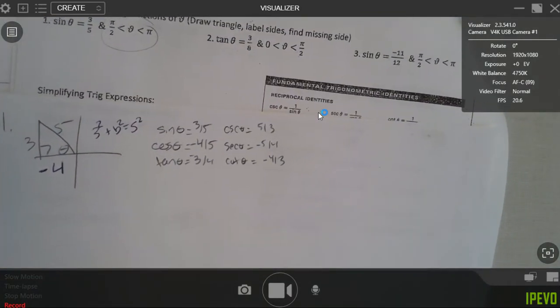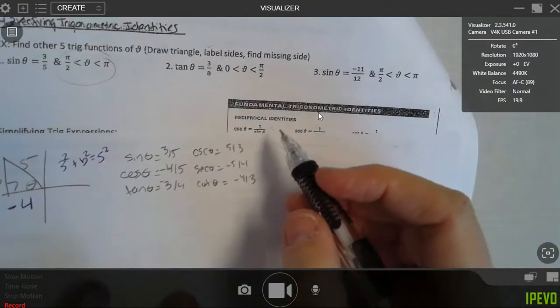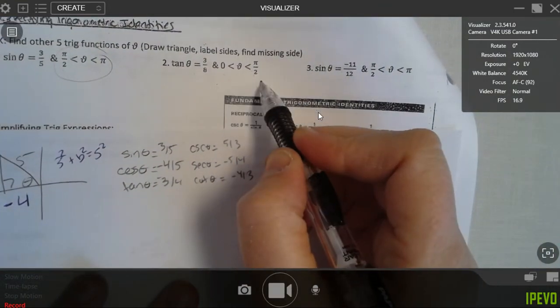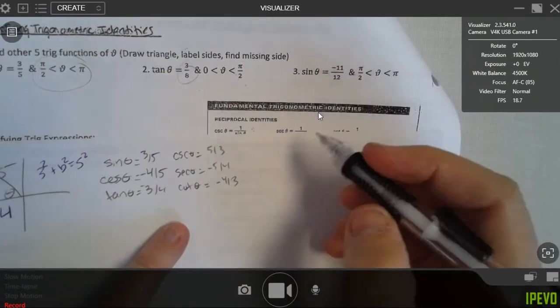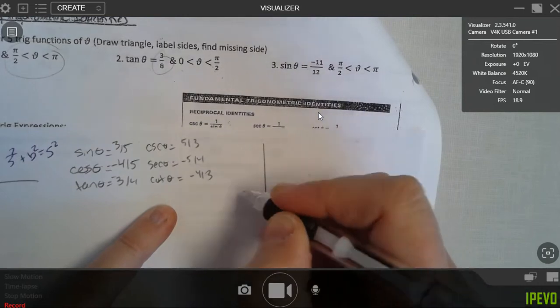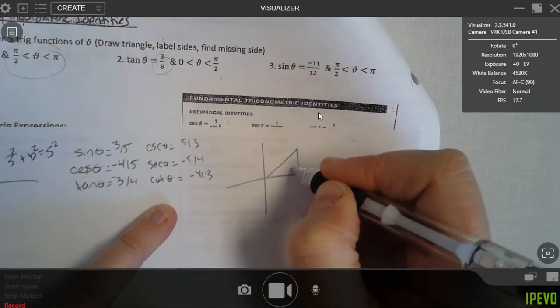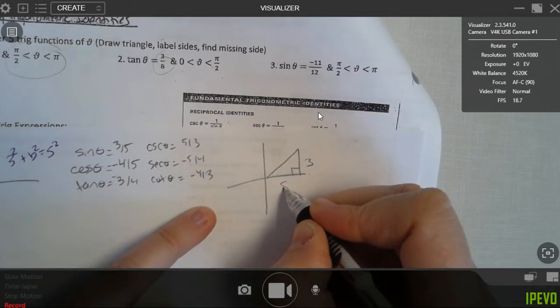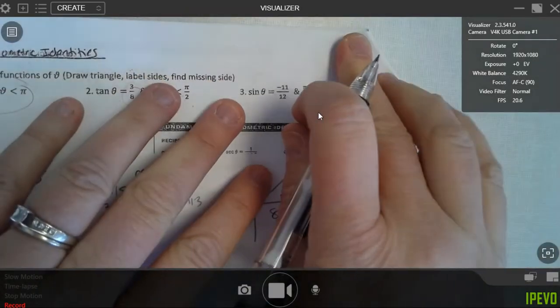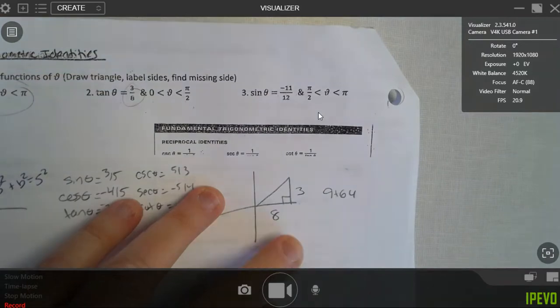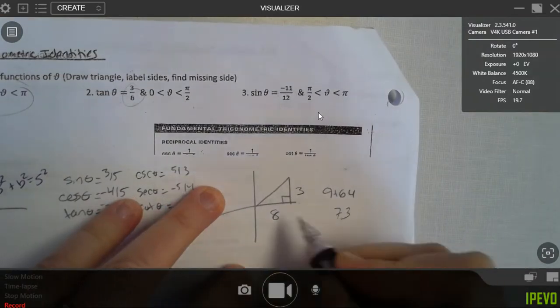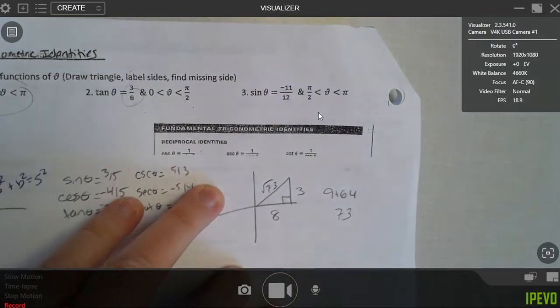So for a tangent here, it's between 0 and pi over 2. So tangent's only positive in the first and the third quadrant. So if it's positive, it had to be either quadrants 1 or 3 to draw it. So this is just a quadrant 1 question. It's opposite over adjacent. So we're going to do Pythagorean theorem to find our hypotenuse. So that is 73. So square root of 73 is our hypotenuse.